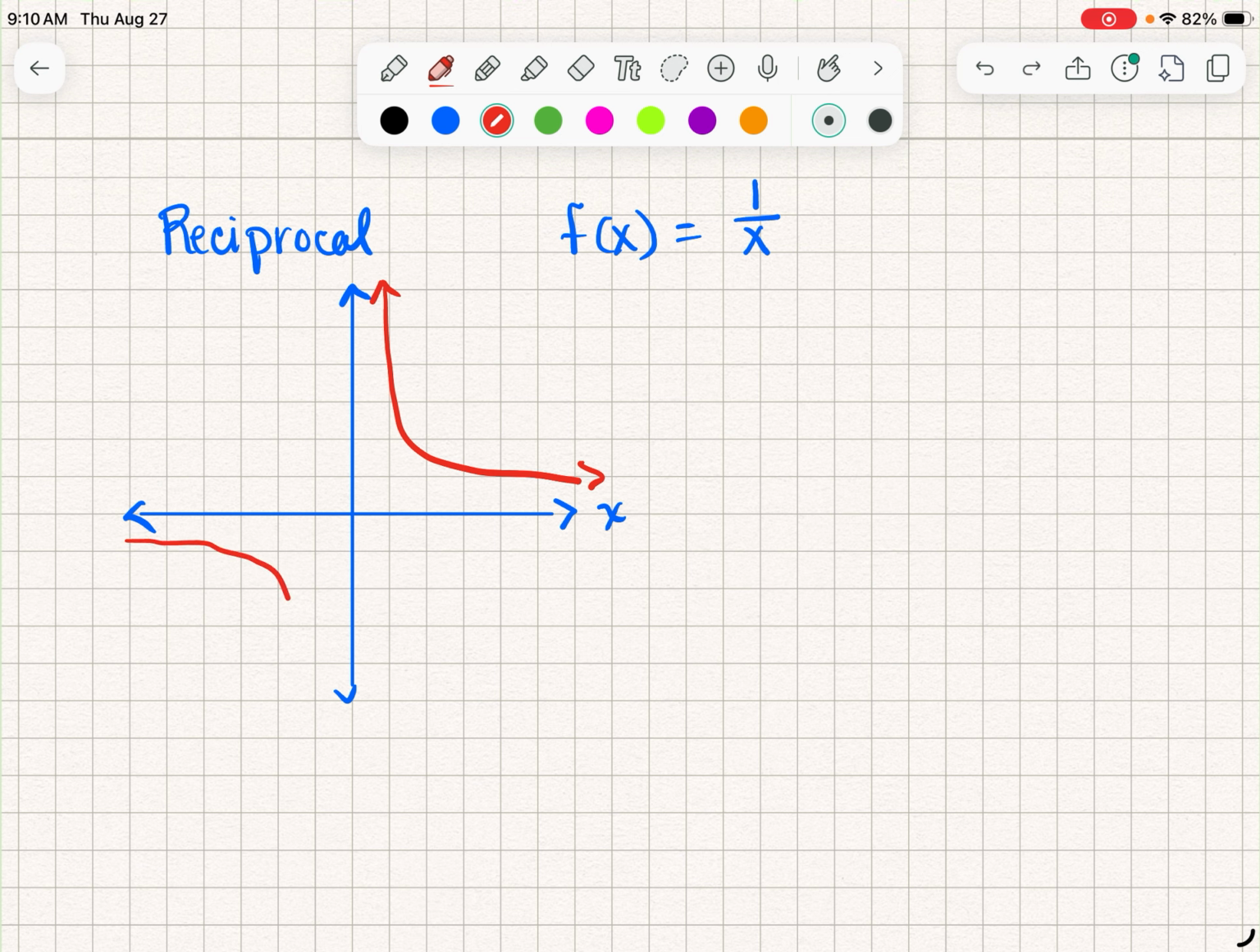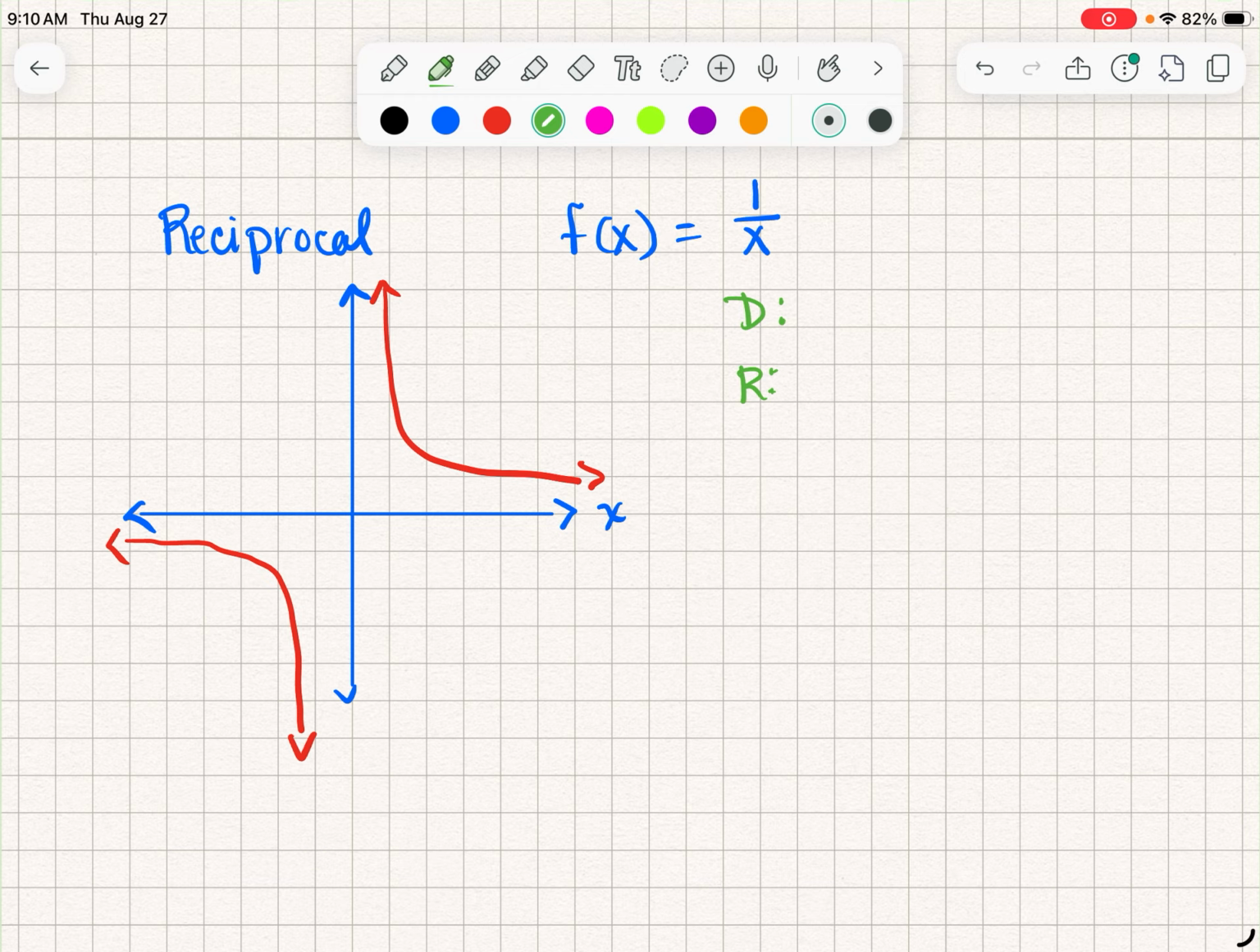There we go. So that is the sketch of the reciprocal function. All right, let's go down our list. First of all, the domain and range on this one are a little weird because, not to skip ahead, but this one obviously has asymptotes.